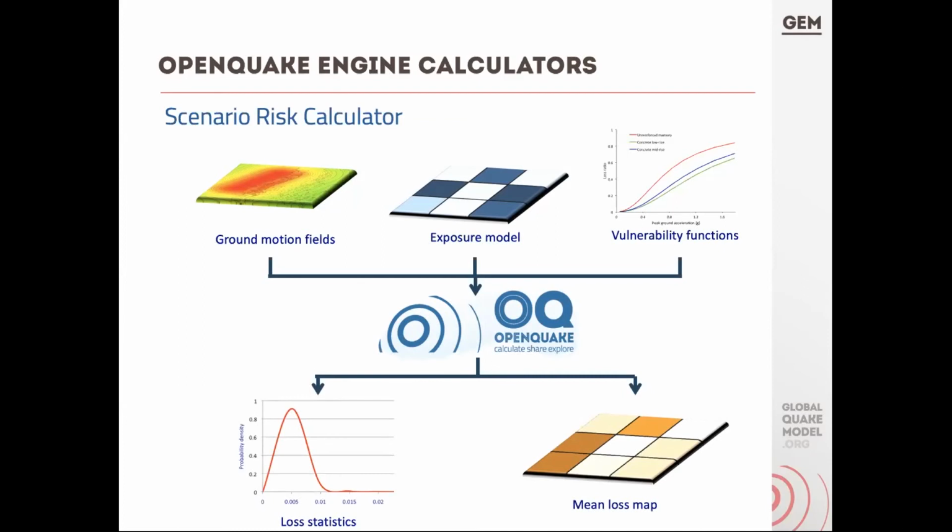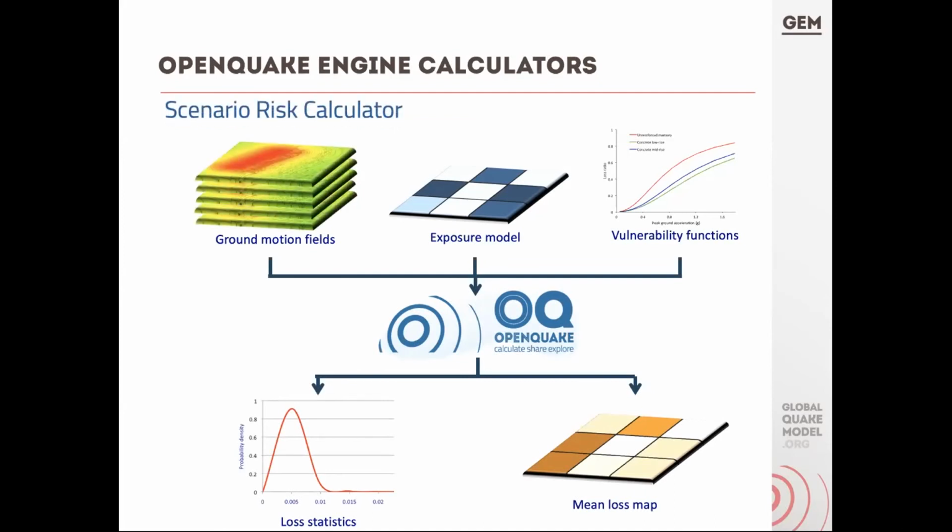And again, we can also get mean loss maps that in this case will represent the spatial distribution of the economic losses. You can run with one or with multiple realizations. The same concept goes. You should really use multiple realizations if you want to estimate your losses.